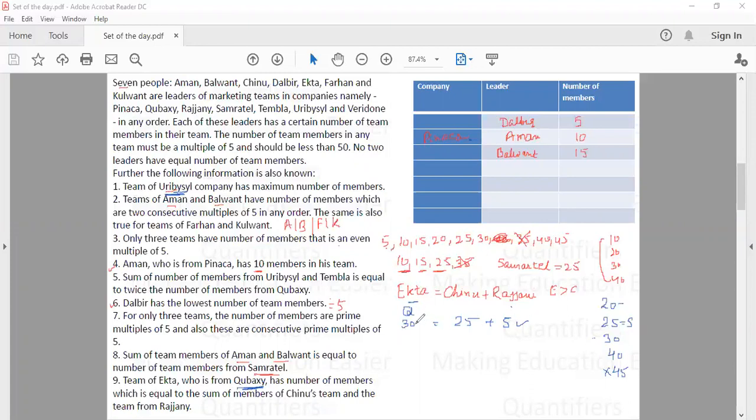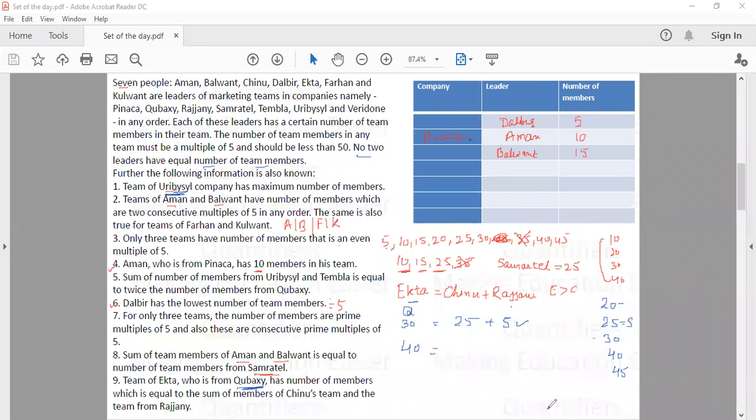So either Ekta can have 30 members in her team or she can have 40 members. Clearly we took the case of 30, and the only possibility with 30 is 25 and 5. Now let us see what happens with 40. If Ekta has 40 members in her team, then Chinu can have 20 members, which is not possible because in that case Rajani should have 20 members also, but it is written that no two leaders have an equal number of members in their teams. So this is not possible. Chinu in that case cannot have 20 members.